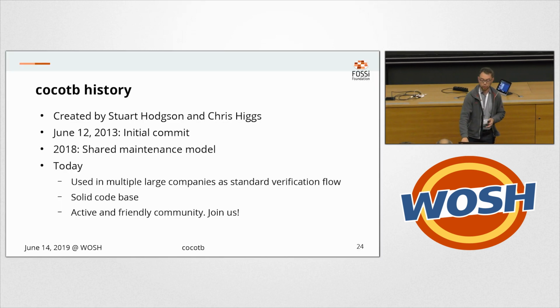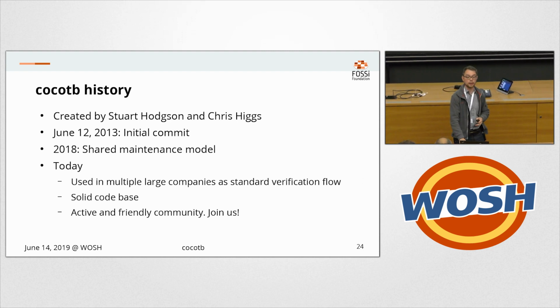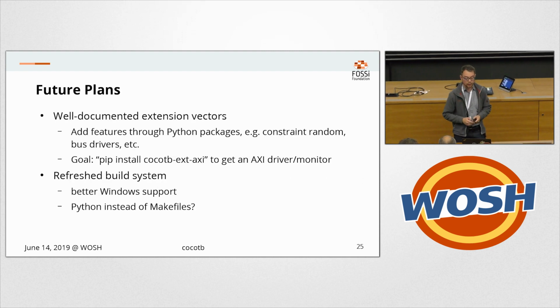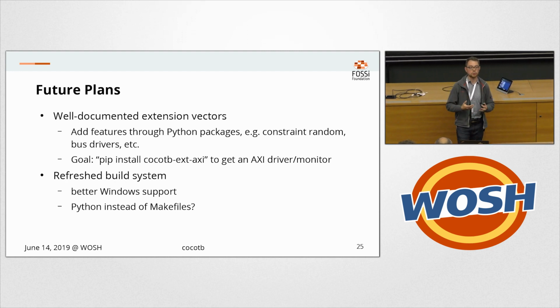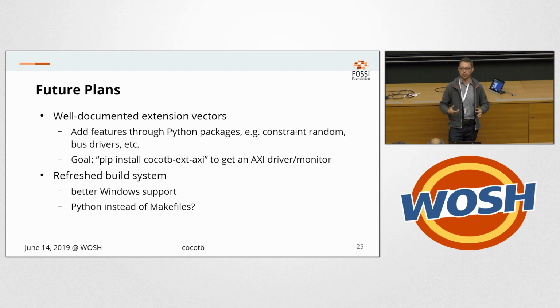With that being said, let's have a very quick look at what happened to Cocotb. I think we shared most about the history before, so that's essentially where we are now. It's stable, and we now have a shared maintenance model to make sure that we are able to scale that task up. What are the future plans? We want to have more well-documented extension vectors. We have had a lot of code that was developed in internal repositories. We want to make sure that people are actually able to build on top of that. So that needs better extension vectors. Just do a pip install, whatever, AXI bus monitor extension, and be done.